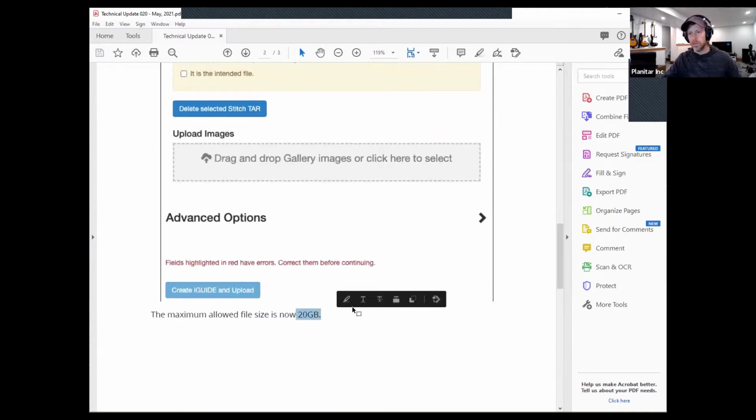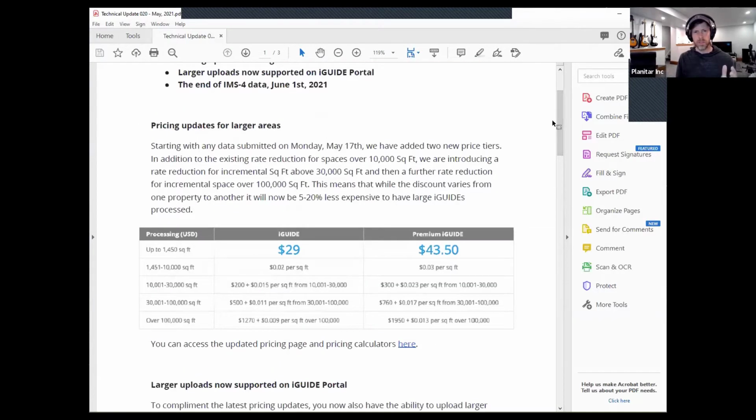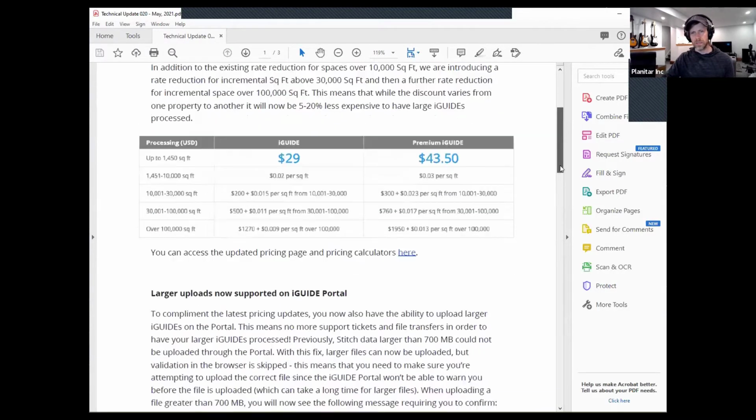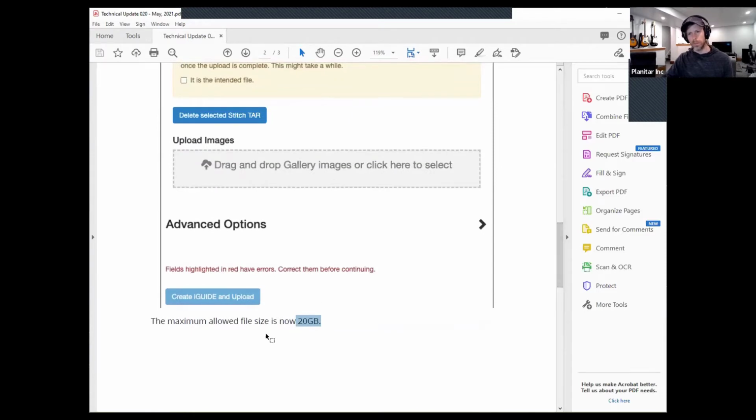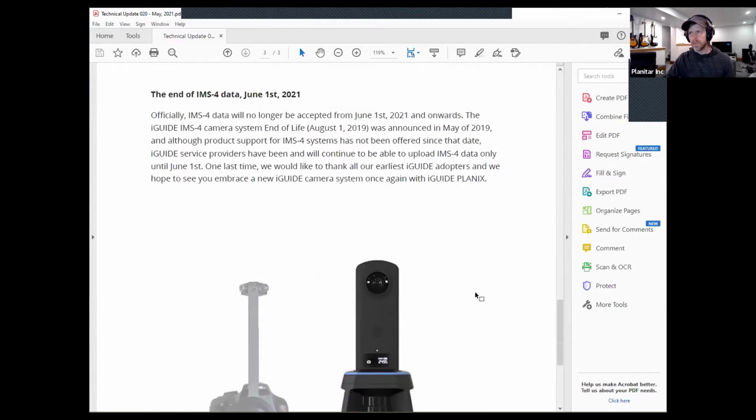okay, perfect. There you go. The new limit is now 20 gigabytes. 20 gigabytes is unbelievably massive. That's like 7 or 8 14-story apartment buildings. That's a lot. So that should prevent any issues when you're uploading data. So there's a one-two punch. You get a price reduction on larger properties, and it is now also easier to upload larger properties. How cool is that?